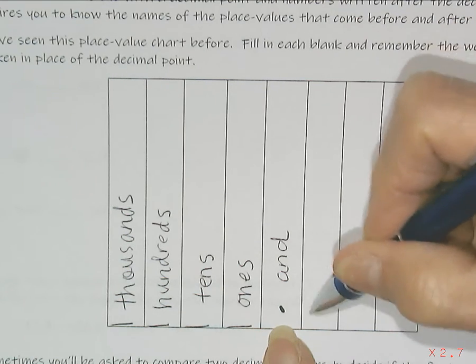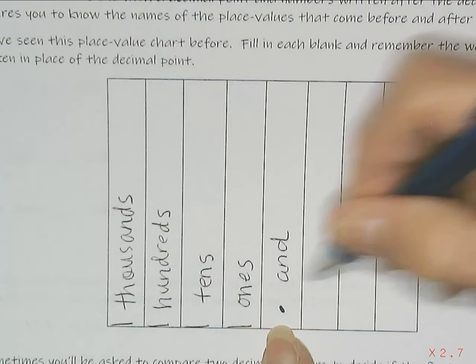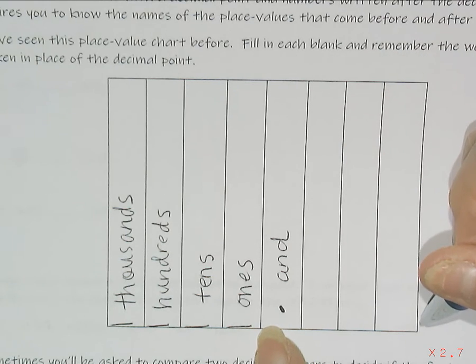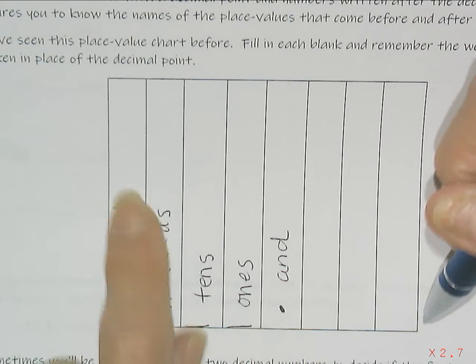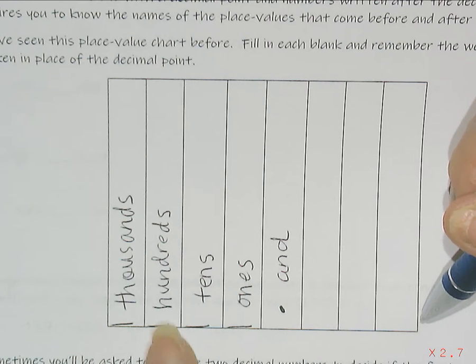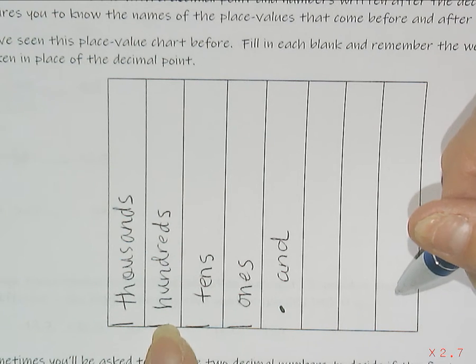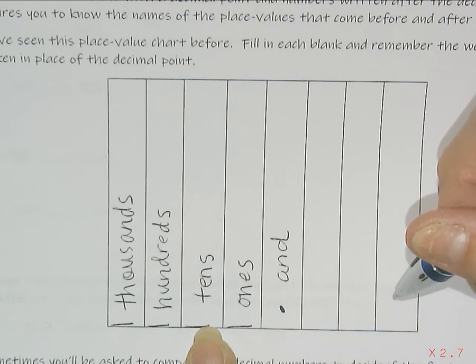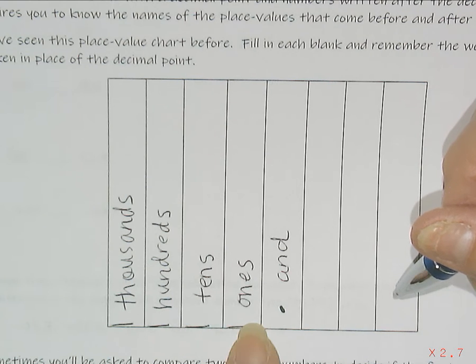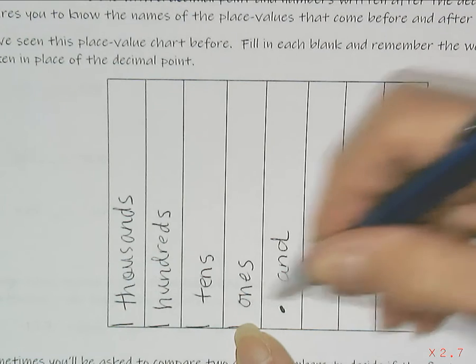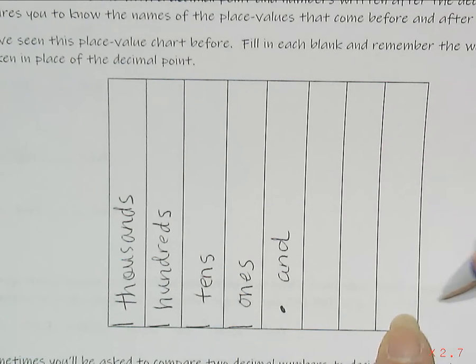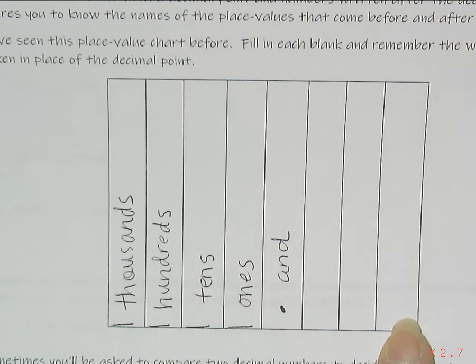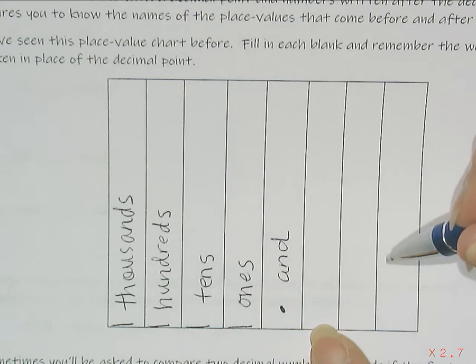Now, when you move behind the decimal to the right of the decimal, you get smaller and smaller and smaller. Isn't that what's happening here? From thousands down to hundreds is getting smaller. From hundreds down to tens is getting smaller. From tens down to ones is getting smaller. So the pattern continues. And as you move farther toward the right, you get smaller and smaller.